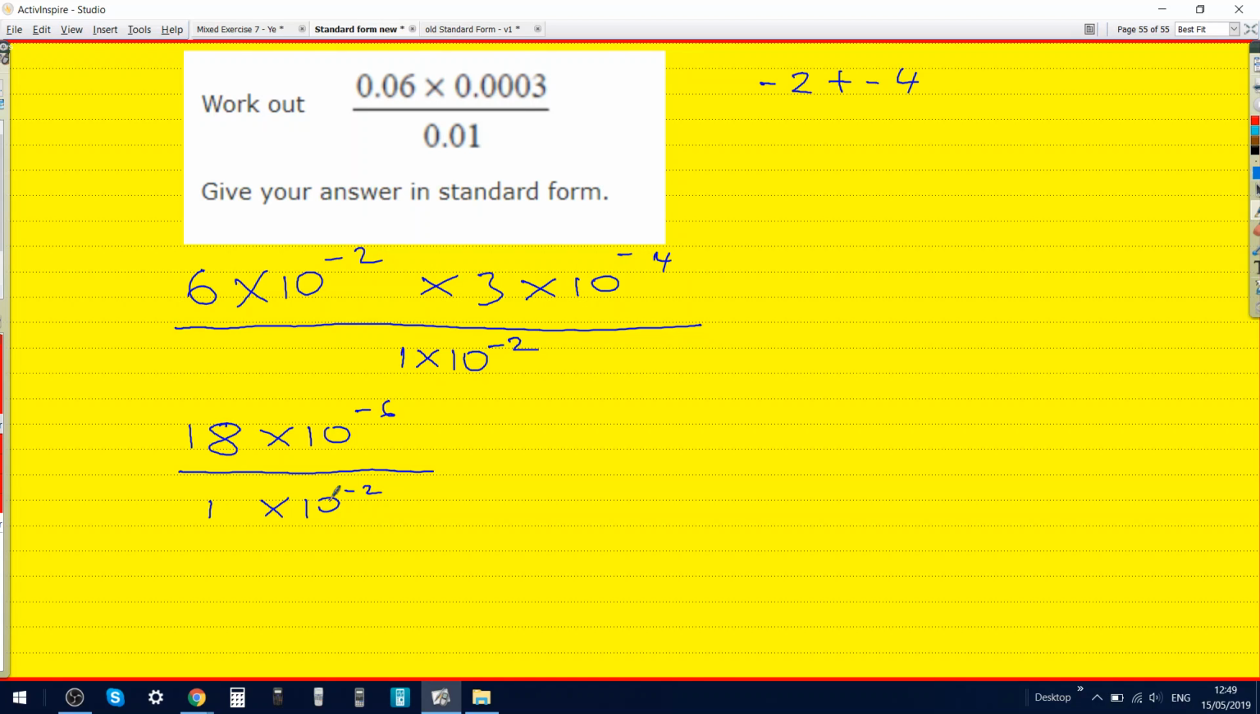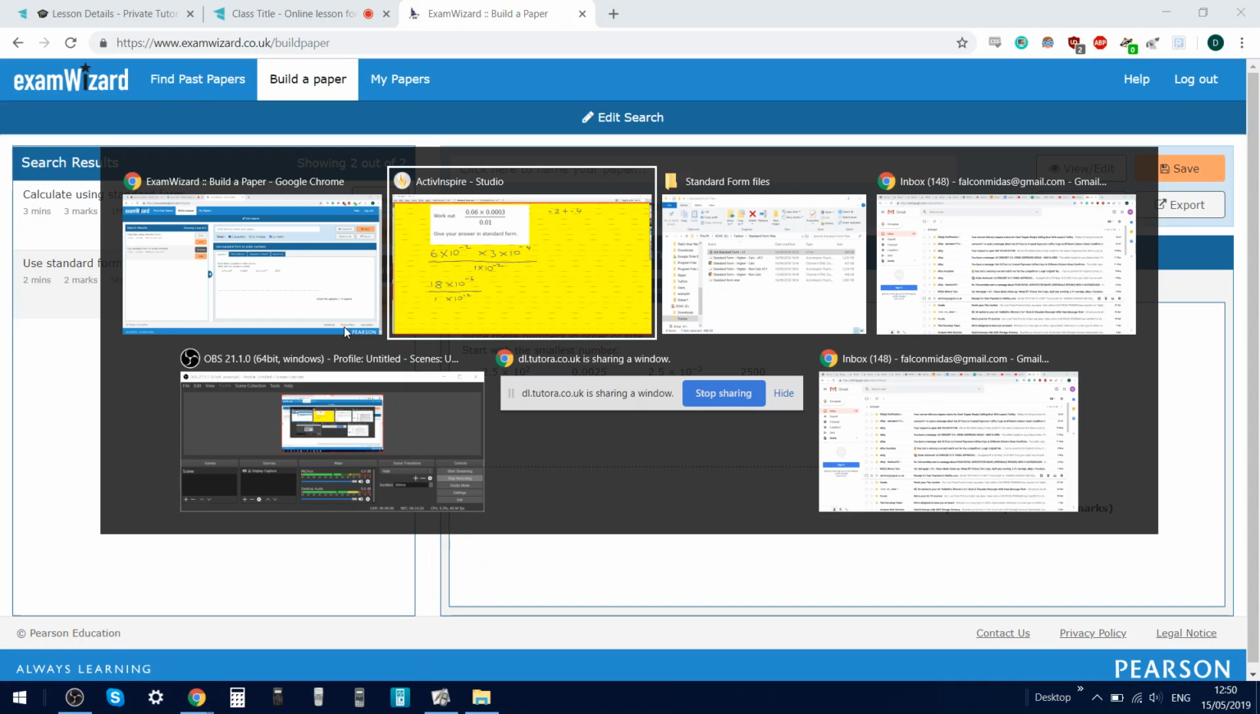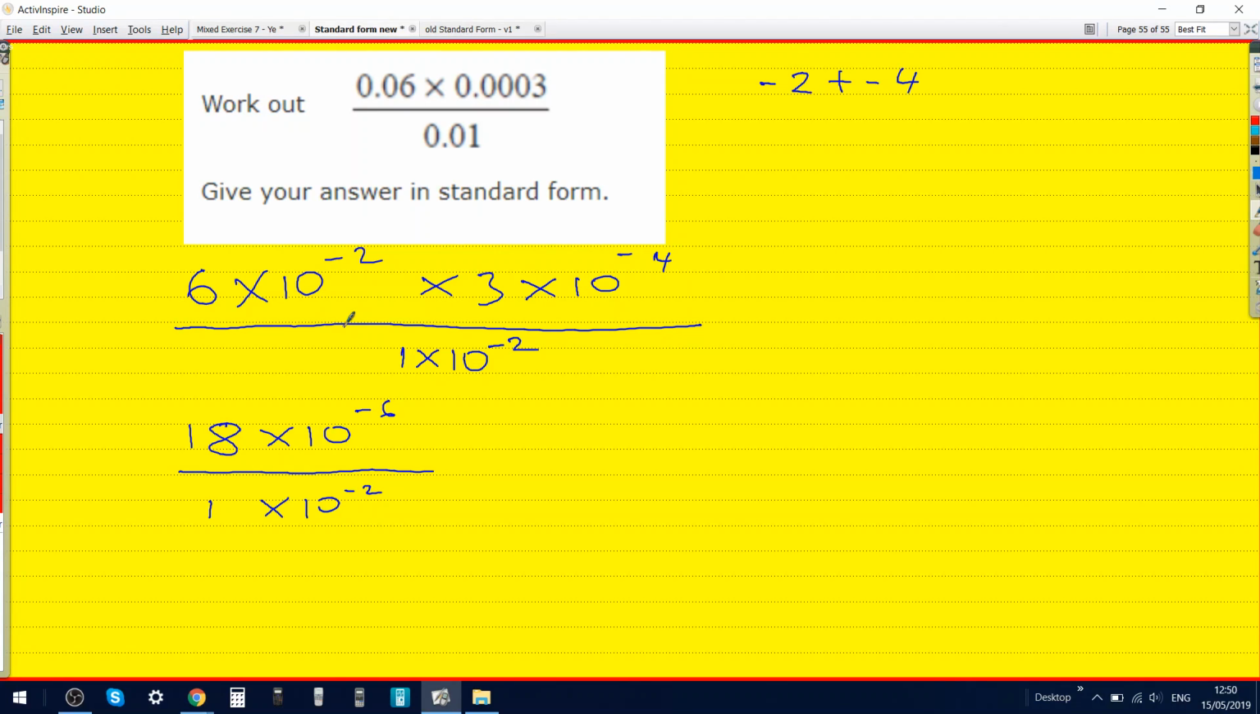So this is confusing me so much. How many ones are in 18? 18 divided by 1 is just 18. 18, right. Okay.